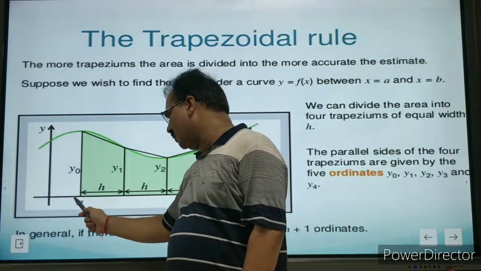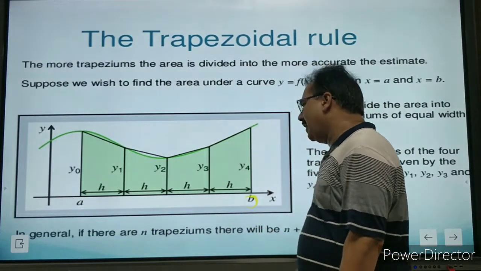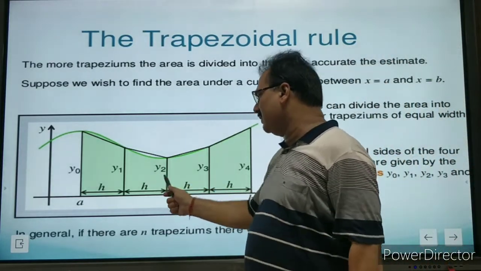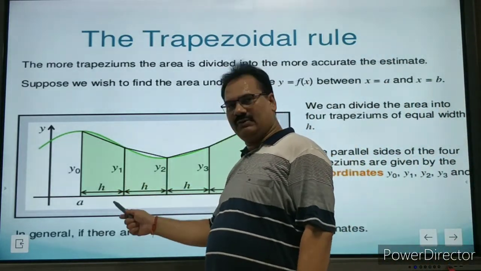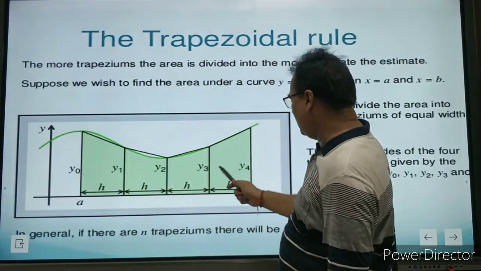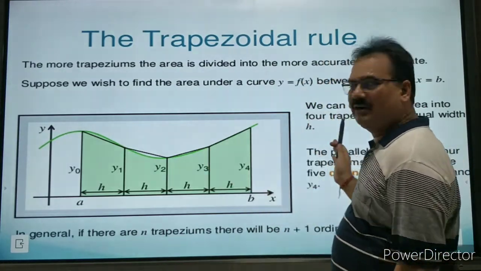Let us suppose this is the point x equal to a and this is the point x equal to b, and we want to calculate the area. Then they are equally spaced. You can take the ordinates equally spaced, like this ordinate is y0, this is y1, this is y2, this is y3, and this is y4, and everywhere it is equally spaced.